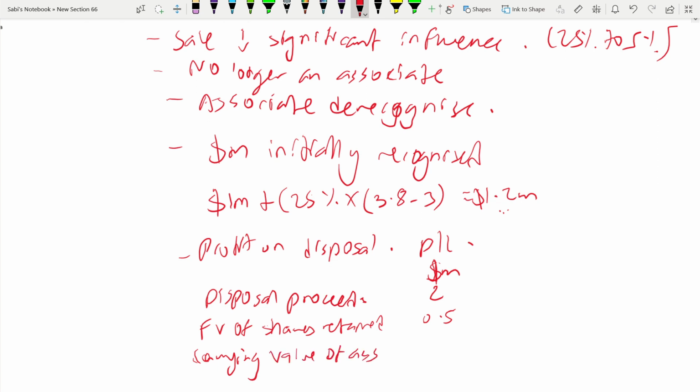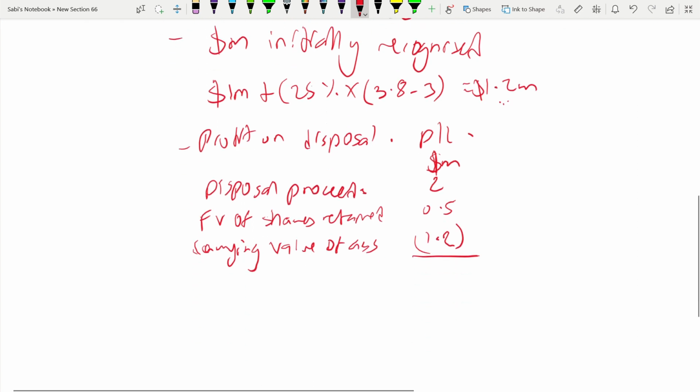How much? Just now we have got it 1.2. So 2 plus 0.5 minus 1.2 will give you 1.3 million. This is the profit on disposal that you need to recognize in P&L. Okay, that's not enough.